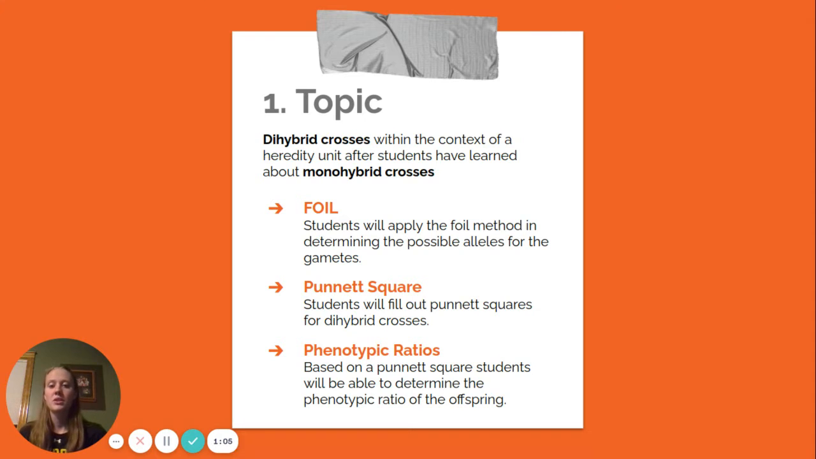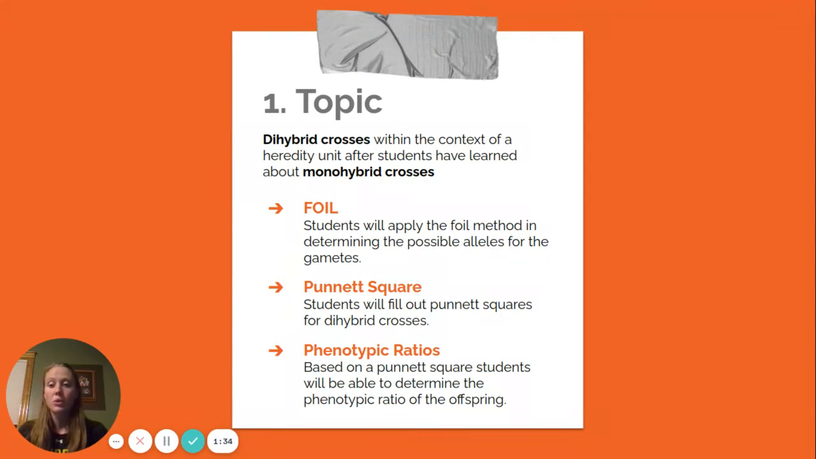Some of the steps that I have listed there: we're going to be teaching students how to FOIL. A lot of them will already know this from algebra classes, but we're applying it to genetics, and so sometimes that takes a little bit longer for students to remember. Being able to apply that across disciplines is also sometimes a challenge for students. Again, they will be filling out Punnett squares.